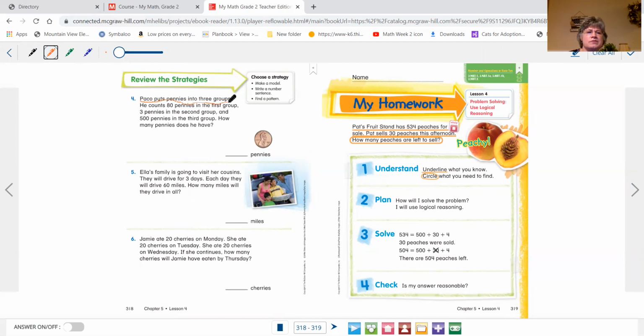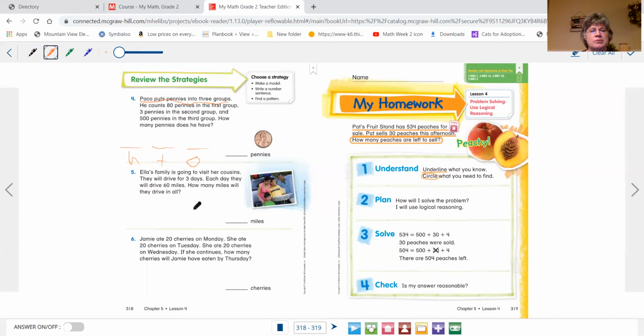So Paco puts pennies into 3 groups. Once again, that means I'm going to have a 100 spot, right? For place value, tens, and a ones. Okay, then I want you to go through and look at the rest of these clues, underline, circle what you are wanting the final answer to tell you, solve.